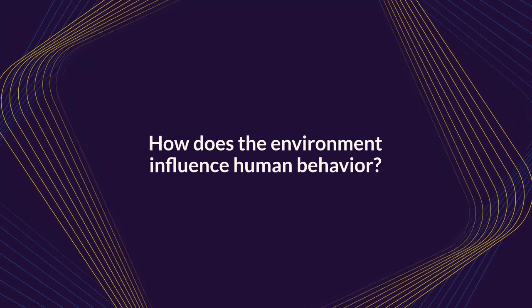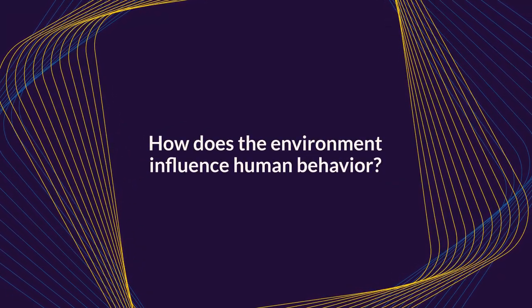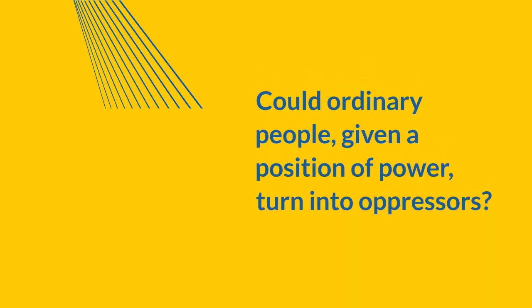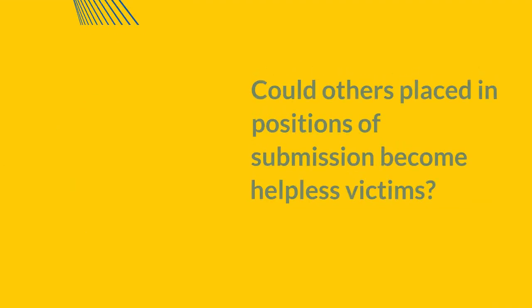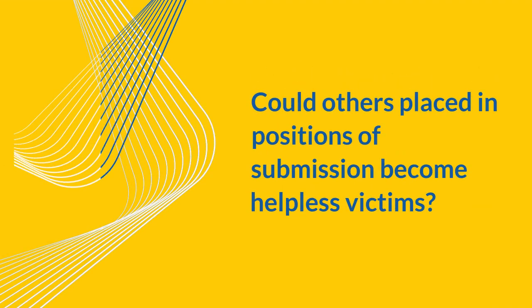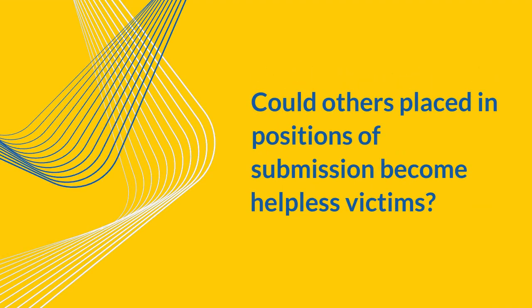Conducted in the summer of 1971 by Dr. Philip Zimbardo at Stanford University, this experiment sought to explore a fundamental question. How does the environment influence human behavior? Could ordinary people, given a position of power, turn into oppressors? Could others placed in positions of submission become helpless victims?